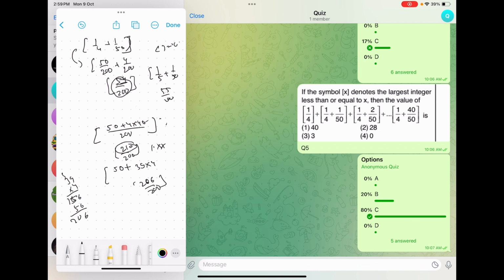This will result in 1. 210 by 200 will result in 1, and one more value, 202 by 200, will also result in 1. So 1, 1, 1, and after this the next value will be 198. So 198 by 200 is basically 0.xx, so this will be 0. Remaining all will be 0. So only these 3 will result in 1. So 1, 1, 1, 3. So 3 is the answer to this question, so option C. These two were very good questions. I hope all of them are clear.